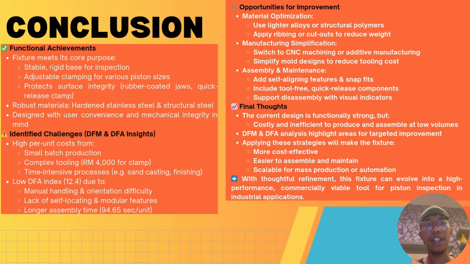So the final thought: the current design is functionally strong, but it is costly and inefficient to produce and assemble at low volumes. The FM and the FA analysis highlight areas for targeted improvement. Applying these strategies will make the fixture more cost efficient, easy to assemble and maintain, and scalable for mass production or automation. With thoughtful refinement, this fixture can evolve into a high-performance, commercially viable tool for piston inspection in industrial applications.